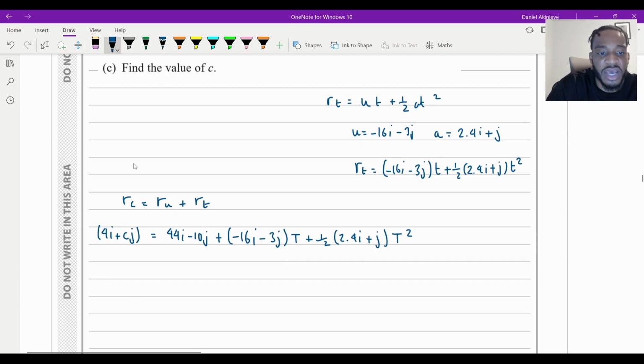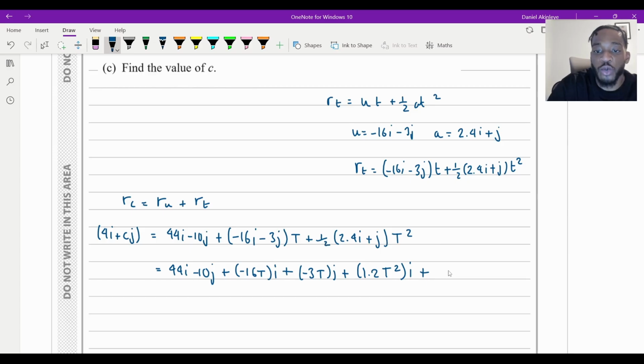First things first, let me tidy this up a bit more. We've got 44i minus 10j. In this one here, I'm going to get the i's together. So I've got minus 16, and I'm going to multiply by that T. That will give me minus 16 capital T i for that i component. And then for j, it's going to be minus 3 times T, so minus 3T and then j. Then doing it for this one, I've got 1/2 times 2.4, which I know is 1.2. And then I have to multiply by that T squared, so it's going to be T squared here, it's going to be i. And then plus, we've got 1/2 times j.